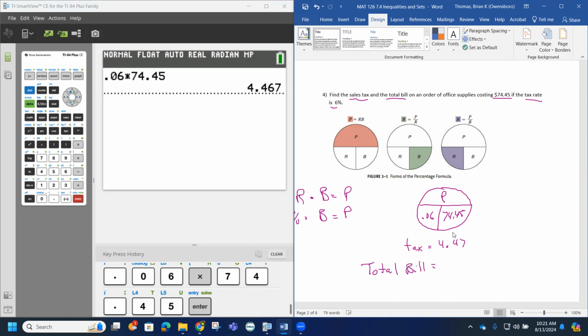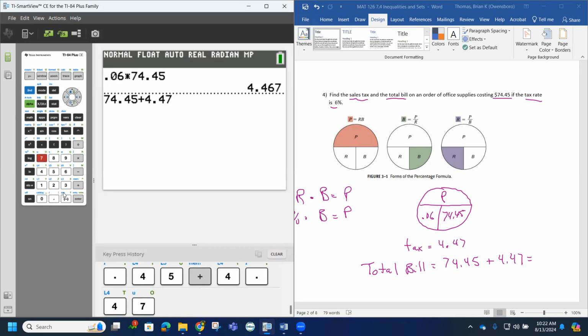But then to find the total bill, you would have to add the original amount and the tax together. So $74.45, if we add that to the $4.47, that will give us our total bill. We can let the calculator do that as well. So $74.45, and if we add to that $4.47, our total bill should be $78.92.